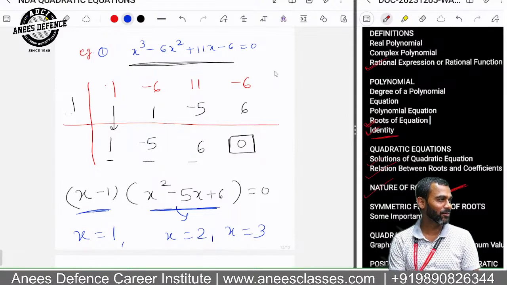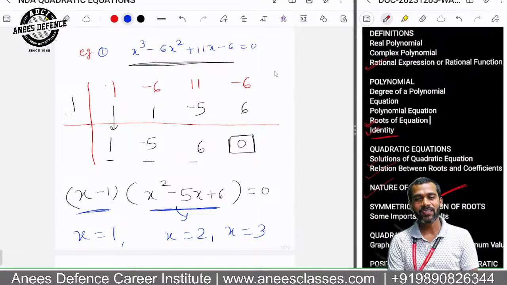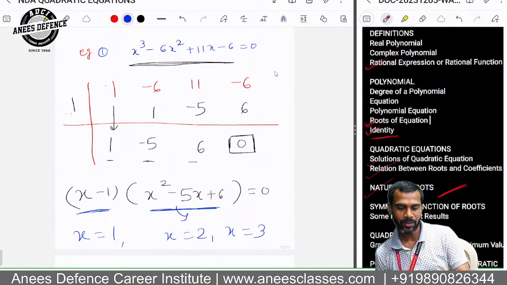x is equal to 1, x is equal to 2, x is equal to 3, please note it down.